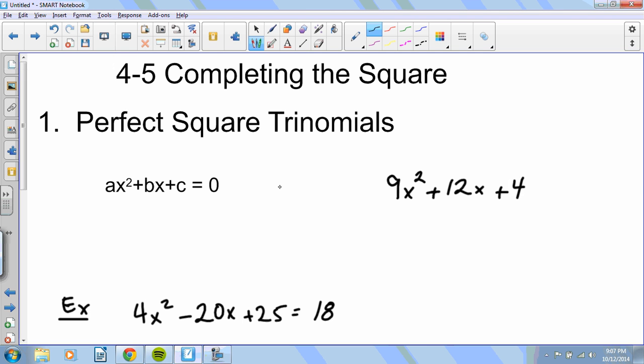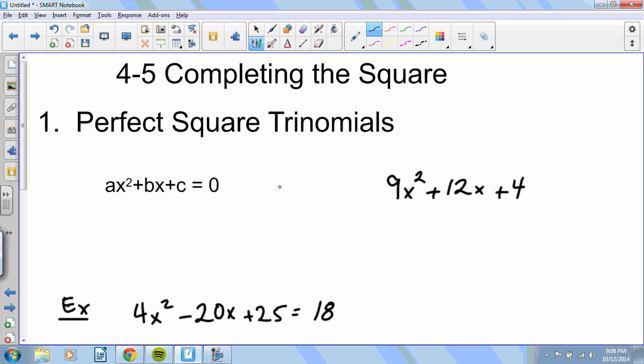All right, so let's look at section 4.5 here, talking about completing the square. It's one of our methods that we're looking at for solving quadratic equations. We've already looked this chapter at graphing them and finding their intercepts, which are the same as the roots or the zeros of the function.